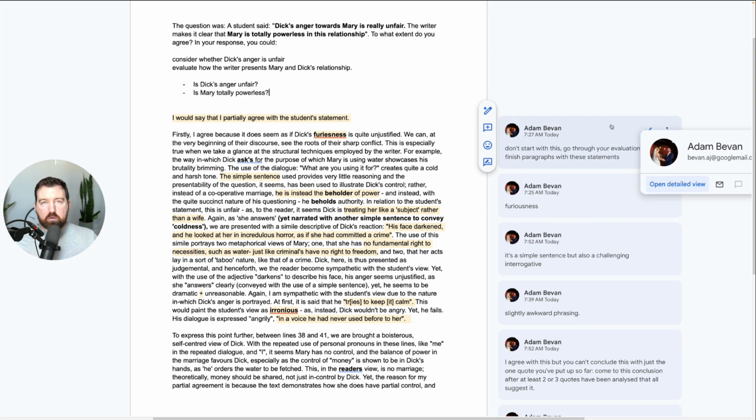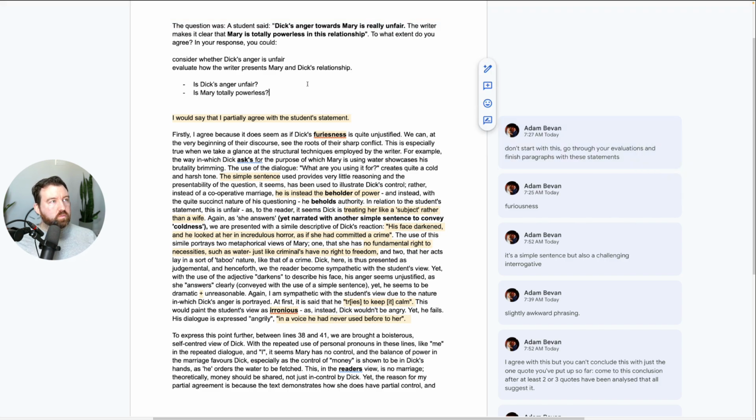So obviously it was a question for AQA Language Paper 1. The question was about Dick's anger towards Mary. And effectively in this evaluation there were two things you needed to look at: whether his anger towards Mary was really unfair and whether Mary was totally powerless in the relationship. Those were the two things.